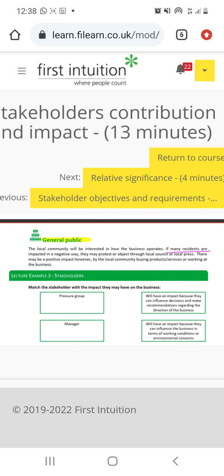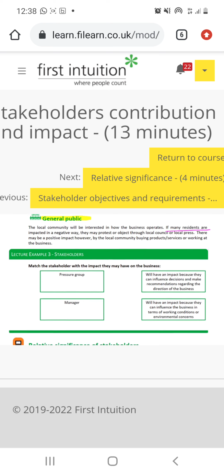Let's have a look at lecture example 3 on stakeholders. In this example, what we need to do is match the stakeholders, and here we have the pressure groups and managers of the business with the impact they might have on the right hand side. So the stakeholders we've got here are pressure groups and the managers.